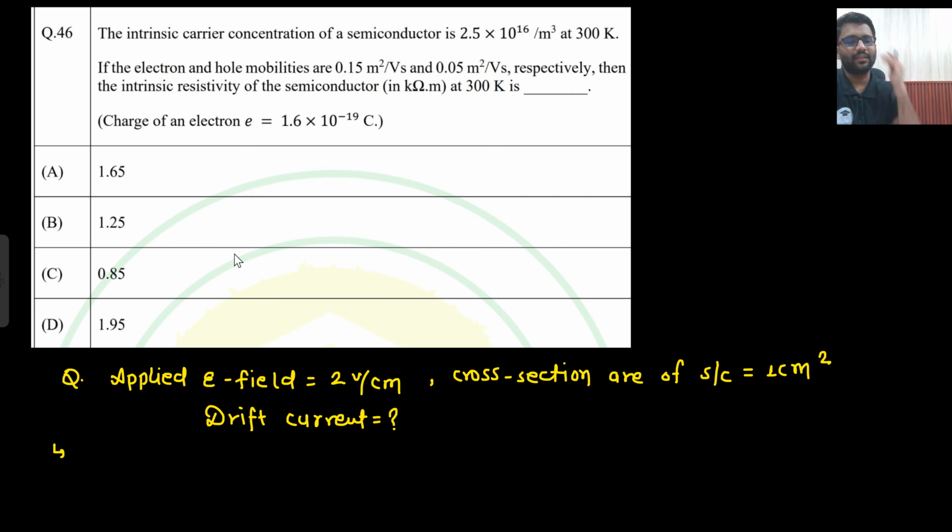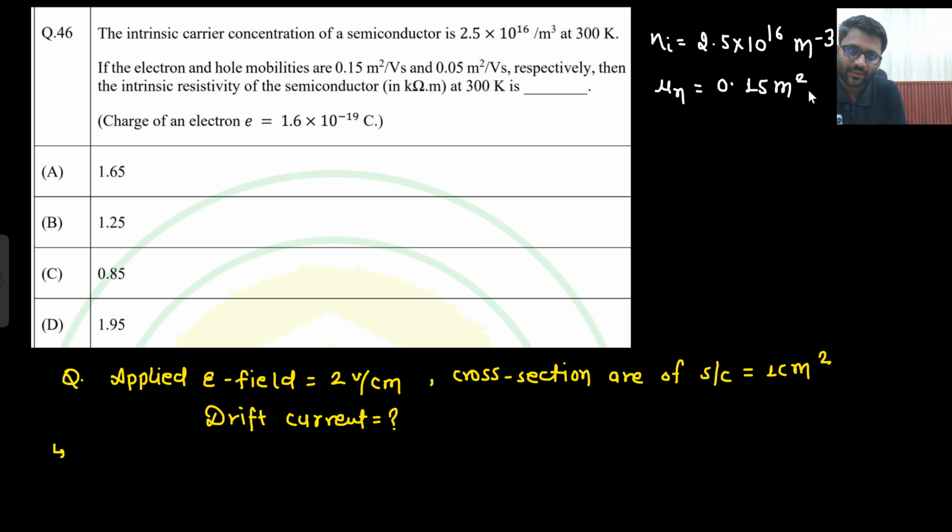Let's see the question that has been asked in GATE 2025 examination. Very simple question. Intrinsic carrier concentration, that means the Ni value, they have given as 2.5 into 10 to the power 16 per meter cube. Electron mobility they have mentioned as 0.15 meter square per volt second. Hole mobility they have mentioned as 0.05 meter square per volt second. Intrinsic resistivity they have asked. What they have asked? Resistivity.